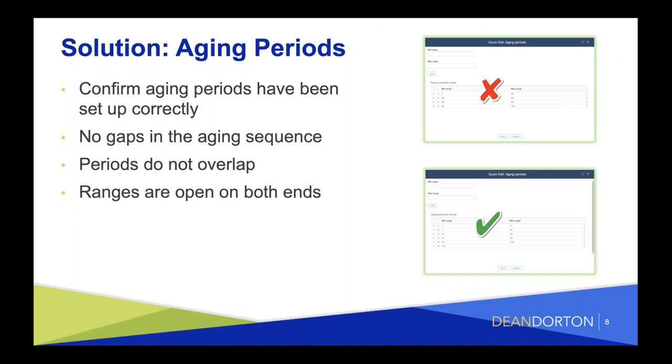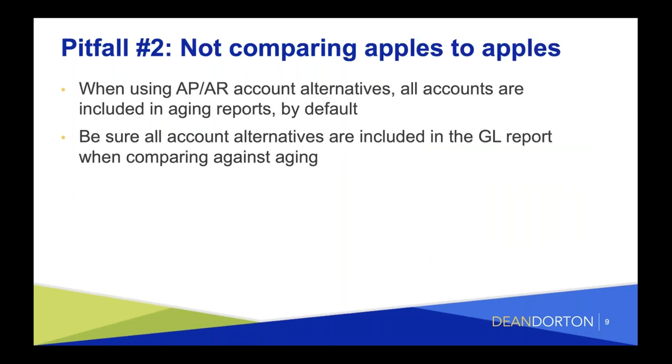All right, back to the slides. So the first pitfall is with those aging periods, and it's great that Sage Intacct gives you the ability to really control those periods, as do most systems. And it's awesome that they give you the ability to have multiple different sets of aging periods, because most accounting software systems don't do that. But it also is kind of a double-edged sword. You've got to make sure that they're set up correctly. Pitfall number 2, not comparing apples to apples.